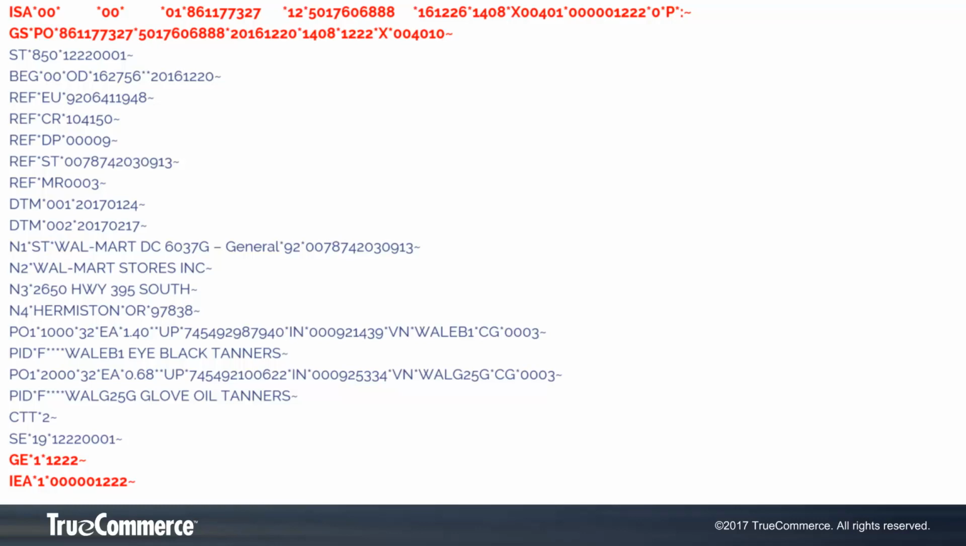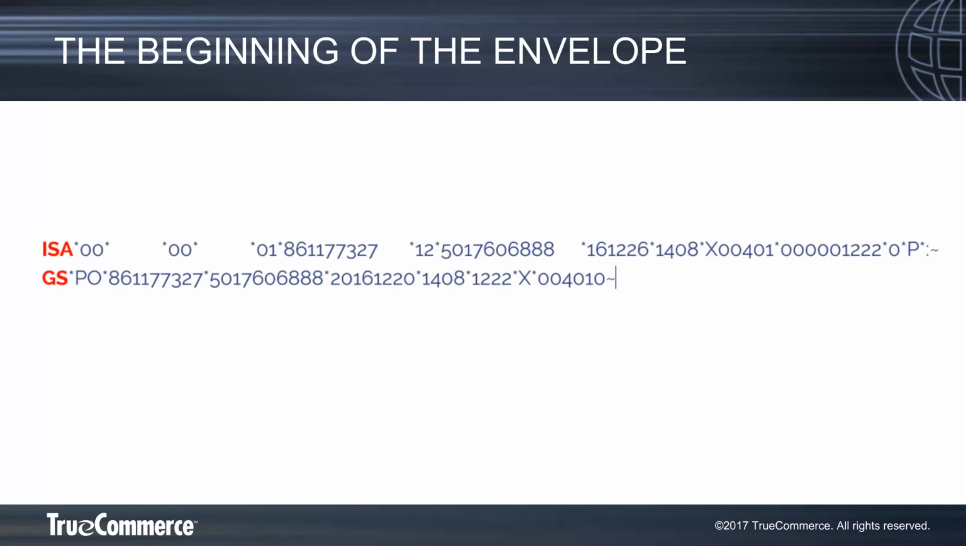Finally, let's focus on the first two and last two segments of this data. Each EDI transaction begins with an ISA segment and a GS segment, which contain information such as the sender, receiver, and transaction type.